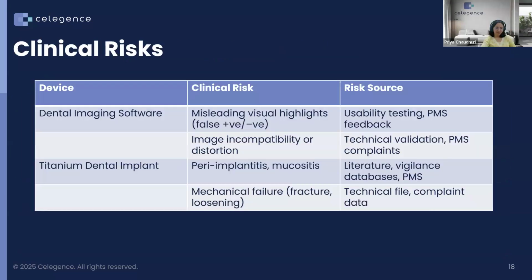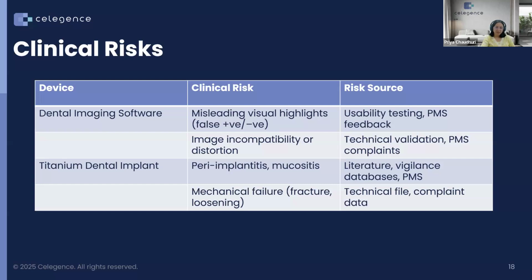Thank you, Manasvita. Right, so this slide brings together the typical clinical risks that we may expect with the two different dental devices that we have discussed: the class 1 dental imaging software and the class 2B implant. While the risk types are quite different, perceptual versus procedural, the approach to identifying and justifying these risks is consistent under the EU MDR, as per the guidance provided by the various MDCGs and the white papers that we find from the notified bodies.